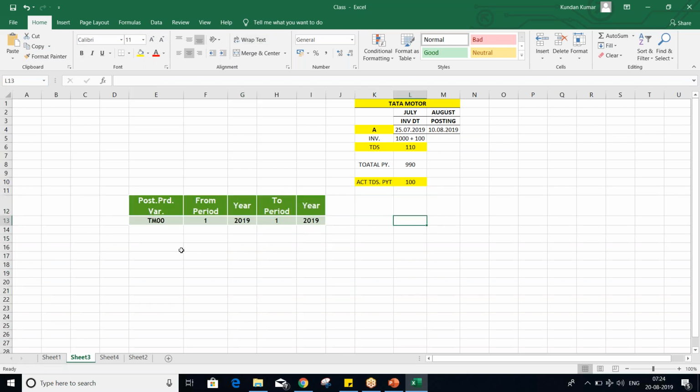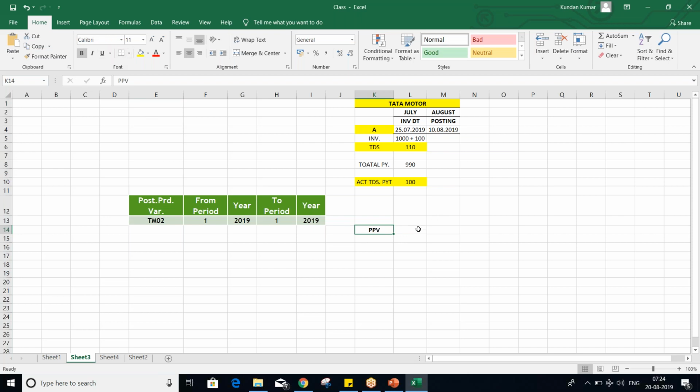Here, let's suppose we have this posting period variant. So what is happening, guys? Now, in the posting period variant, let's suppose our company code is TM02, right? We have to define a posting period variant in SAP, and let's suppose a code will be defined as TM02.